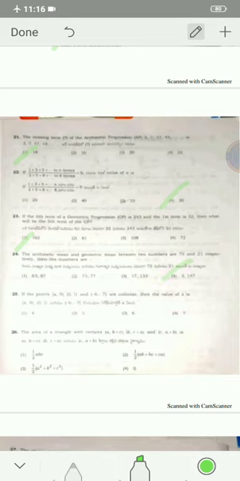25. 3 points were given, x, 9, 0, 1 and minus 6, minus 7 are collinear. Then the value of x is, so the value of x is 6. 26. The area of triangle with vertices 3 points were given and the area is 0. That means these 3 points are collinear. So the area will be equal to 0.